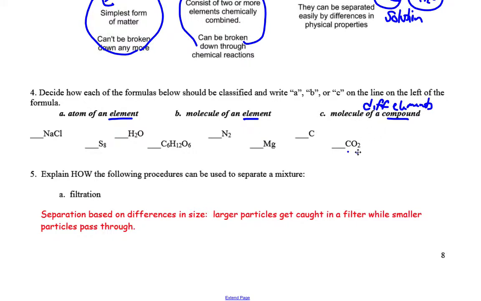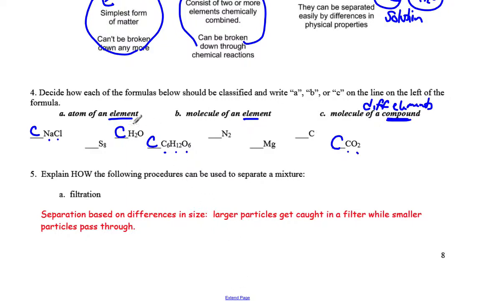Right here I see carbon and oxygen, so that's a compound. That's C. Just C, just Mg, just N, none of those are compounds. Over here I've got carbon, hydrogen, and oxygen. That's a compound, different elements chemically combined. H2O, that's a compound. S8, I only have S, so it's not a compound. NaCl, that's a compound, two different elements.